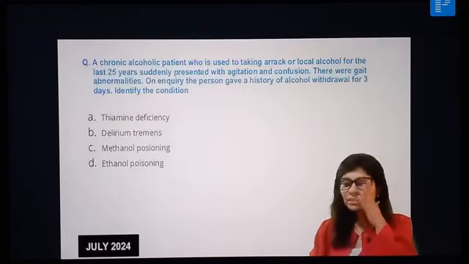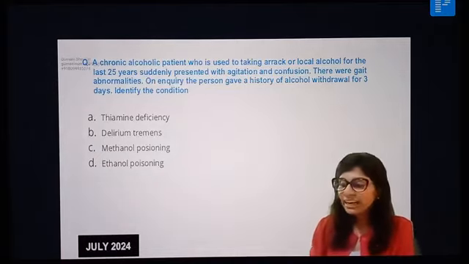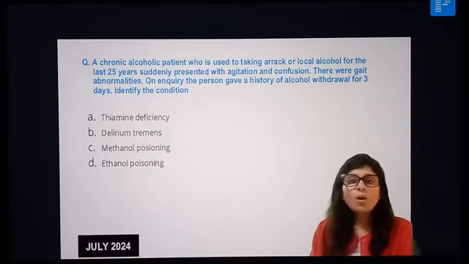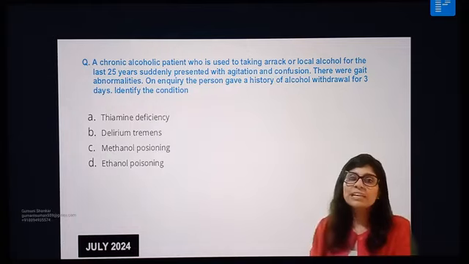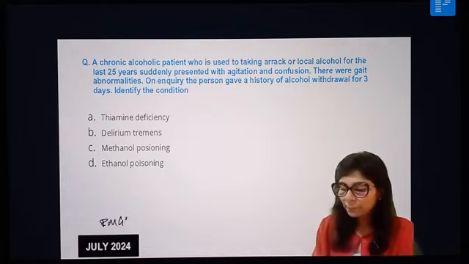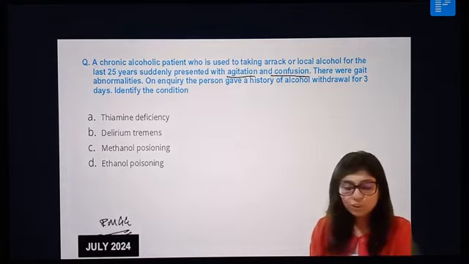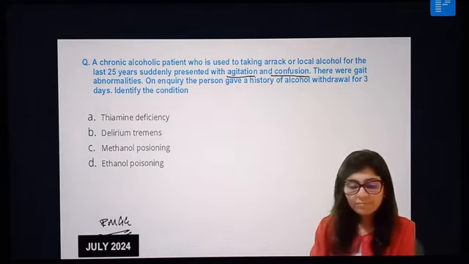Now try to answer this question. So July 2024 MCQ. A chronic alcoholic patient who is used to taking arak or local alcohol for the last 25 years. So it's a case of chronic alcoholism, suddenly presented with agitation. This is also an FMG question, right? Suddenly presented with agitation and confusion. What is your answer?